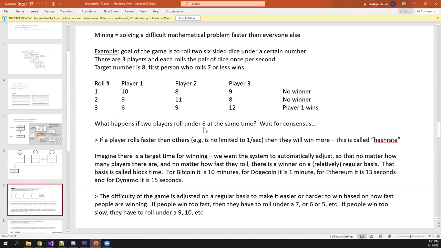So there's this concept of difficulty, and you'll see Ethereum has a network difficulty, Bitcoin has a network difficulty, and Dynamo has a network difficulty. The more people that mine, the higher the difficulty goes, right? So then it takes longer to mine the block, which then makes it even out. So there's this concept of dynamic adjustment, this continuous dynamic adjustment, right?